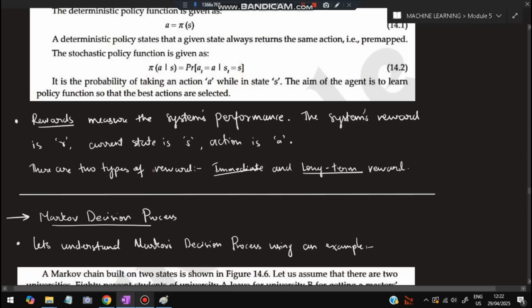And two types of rewards are there: immediate and long-term reward. Immediate reward means one step taken, if it is right, you will get a reward. The second type of reward is long-term. One step you take, you get nothing. Two steps you take, you get nothing. Three steps you take, you get nothing. Unless you reach the final goal, then only will you get all the previous steps' rewards. That is the long-term reward.